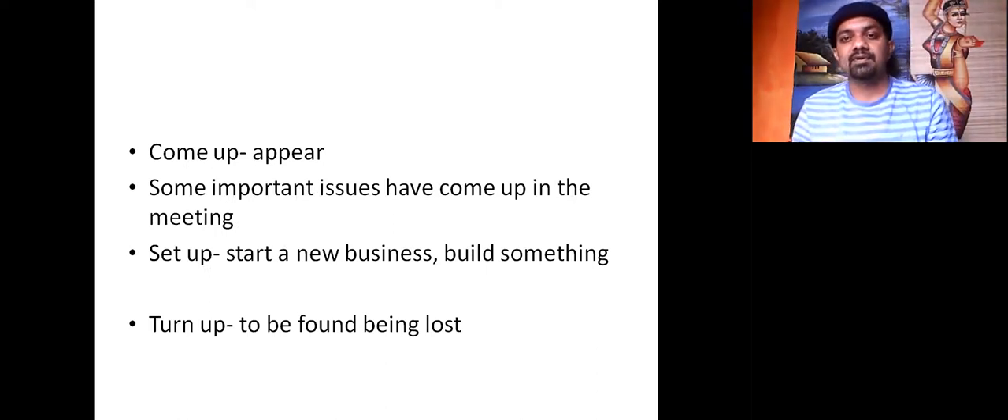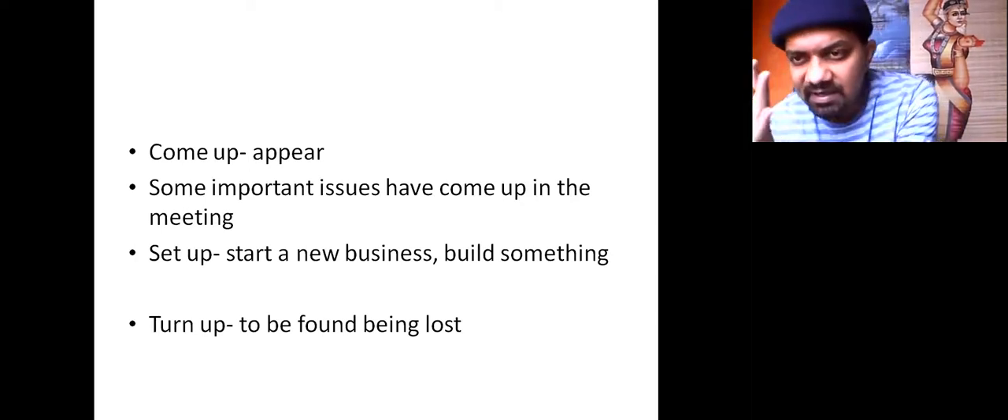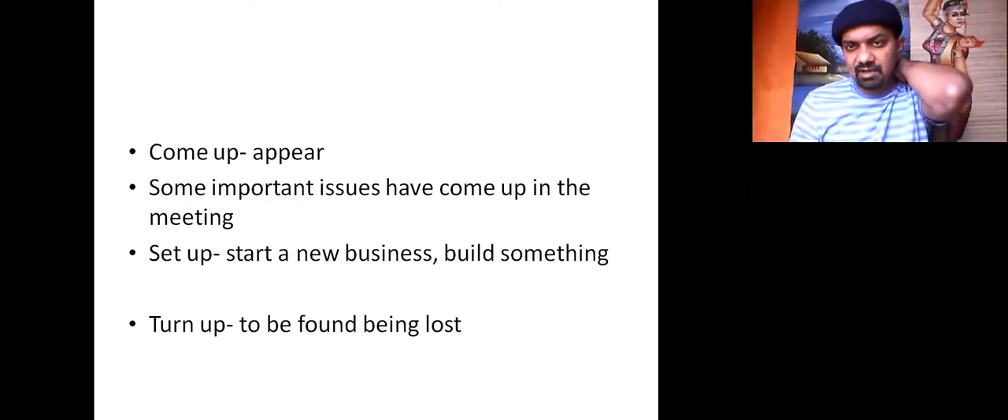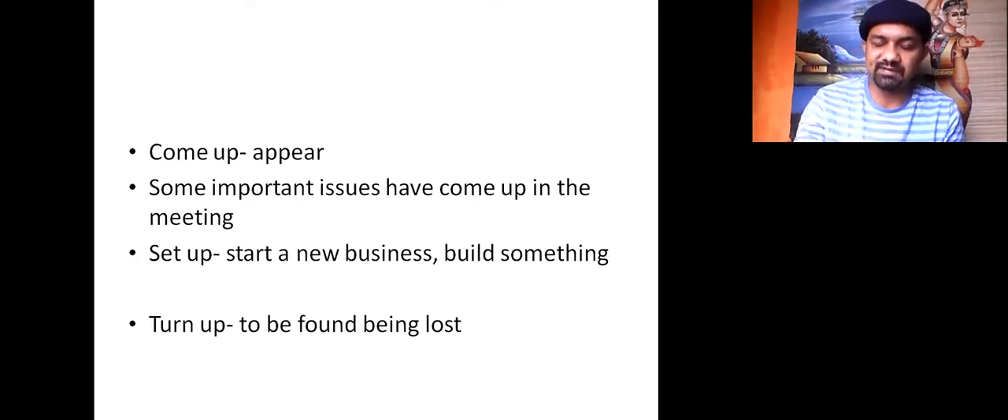So come up. Come up also has many meanings. One is appear. Some important issues have come up in the meeting. Set up. Start a new business or build something. Turn up. To be found, being lost. So these are the meanings of the phrasal verbs. The usage can differ from context to context.